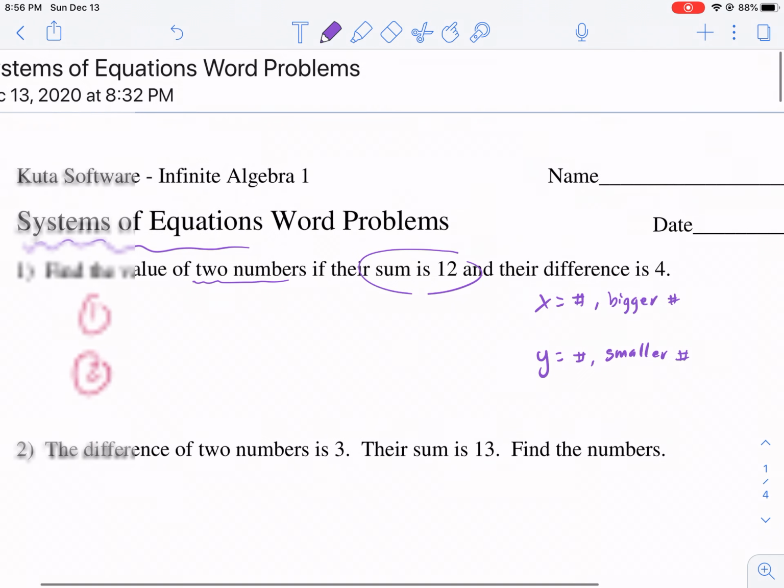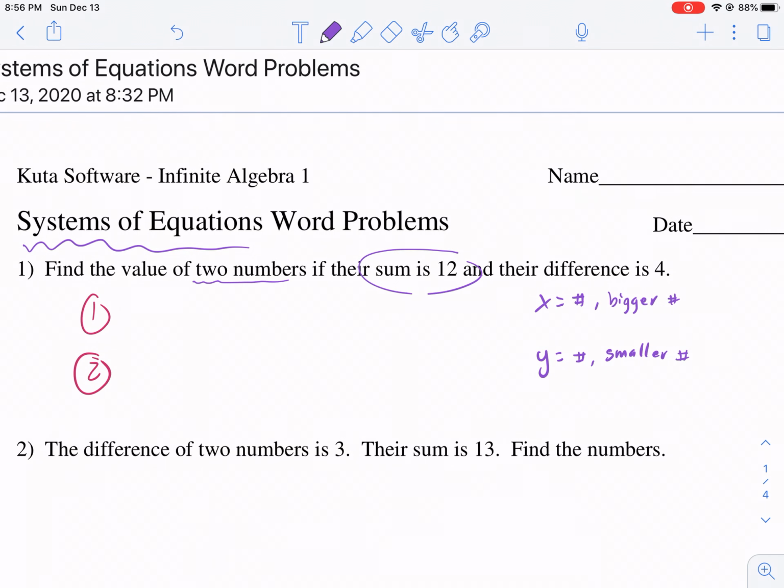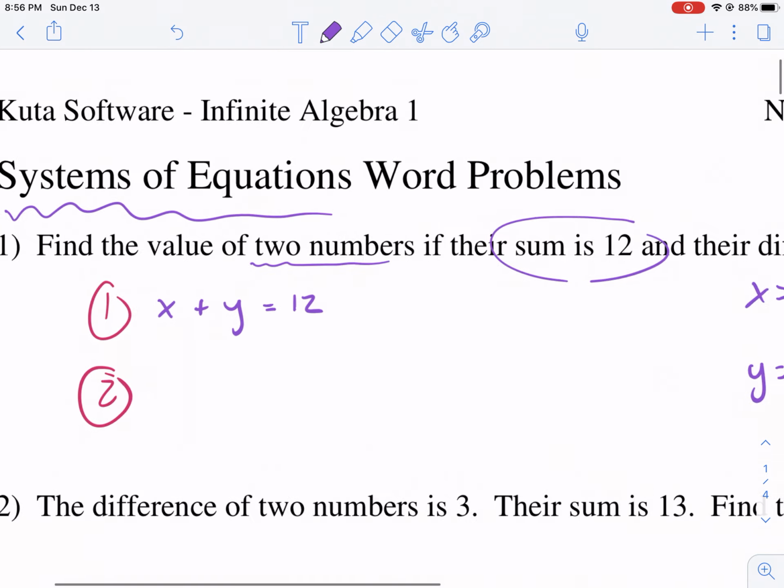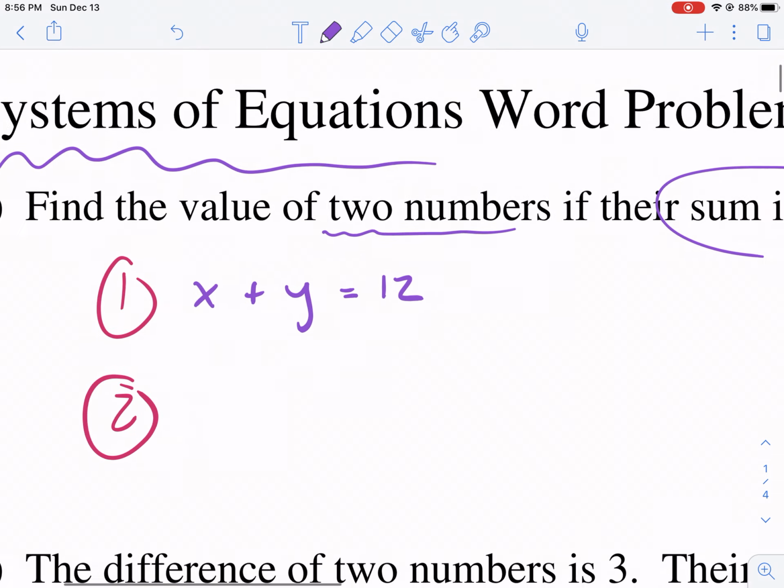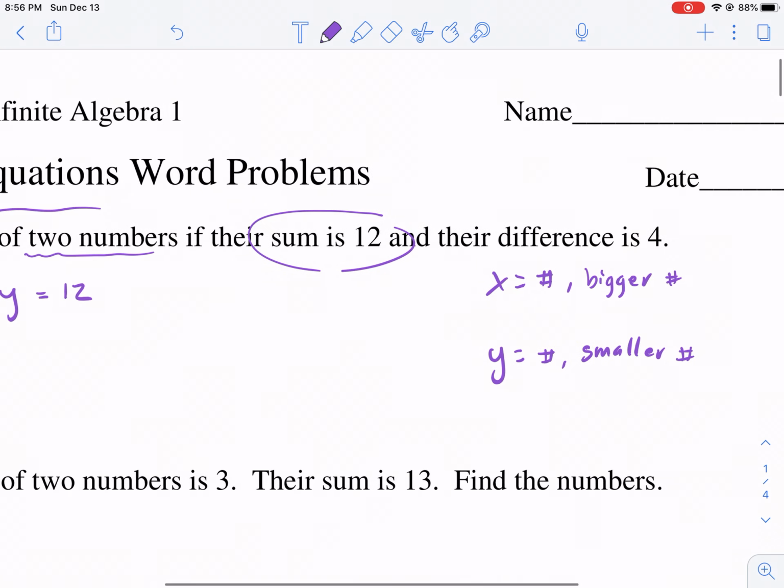Okay, now the first part is easy. Their sum is 12. So two numbers, they're unknown. We don't know what they are. So we say x plus y equals 12. The second thing is a little bit more complicated, but not too bad.